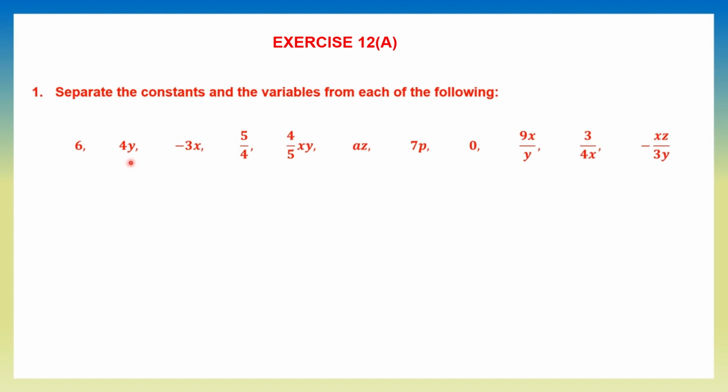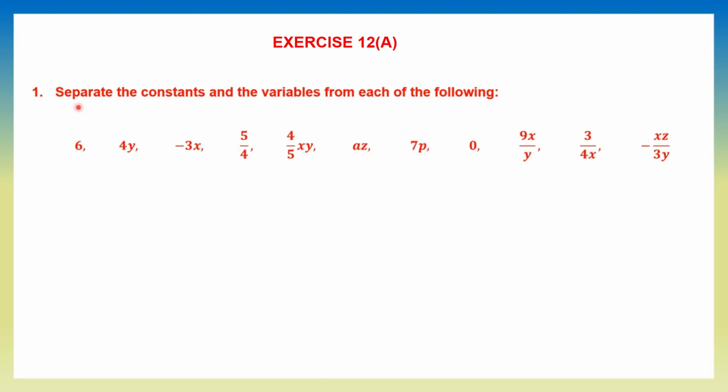Sometimes I can say y is 1. Another time I can say y is 2. Another time it can be 3 or 4. So the value of y or these letters will keep changing. So they are called variables. So a number by itself is called a constant. A letter by itself is called a variable. And a number and a letter together is also a variable.